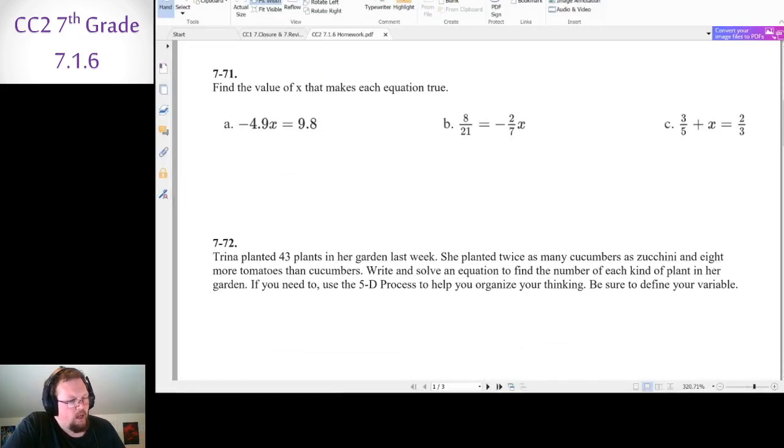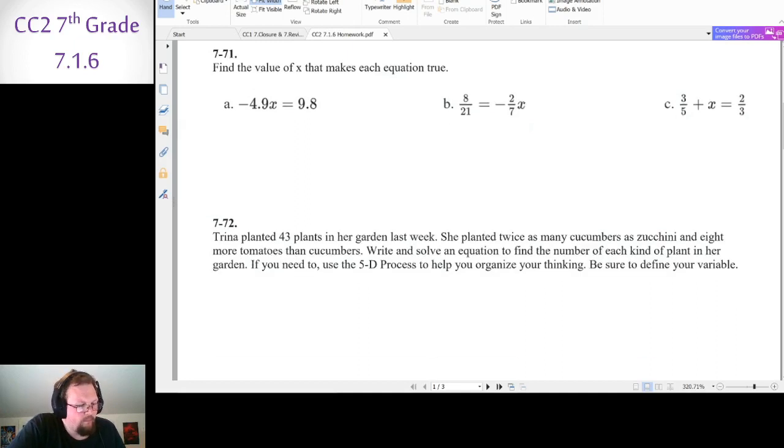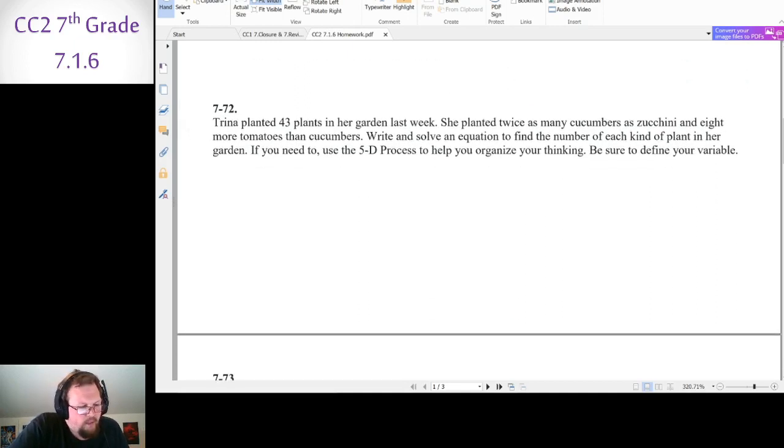Okay. On 7-71, you're going to solve the equation. There's a few different ways you can do these. With part B, you could actually do a fraction buster on that one by multiplying both sides by 21, or you can just divide away the 2/7, or the negative 2/7, excuse me. Part C is again a fraction buster that will work for this. You times everything by 15.